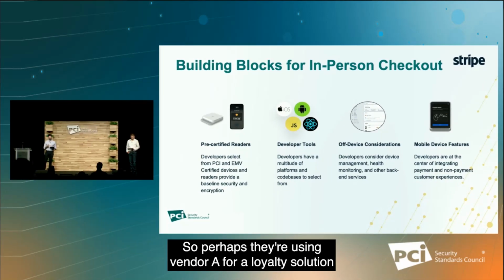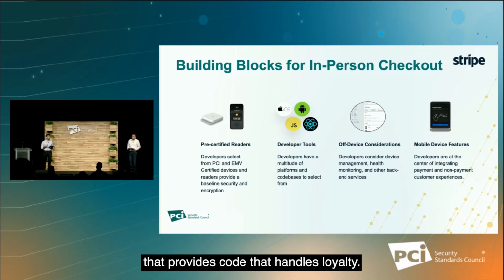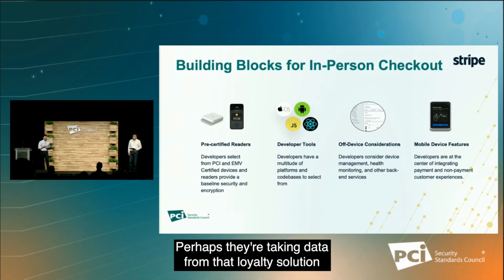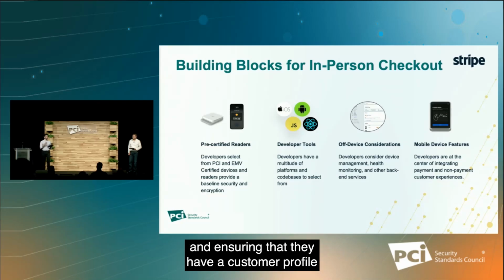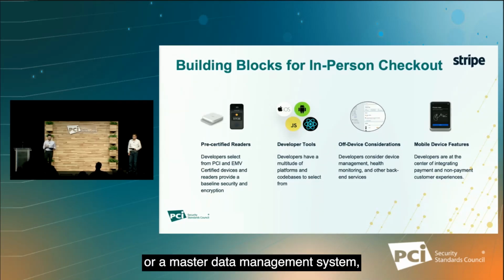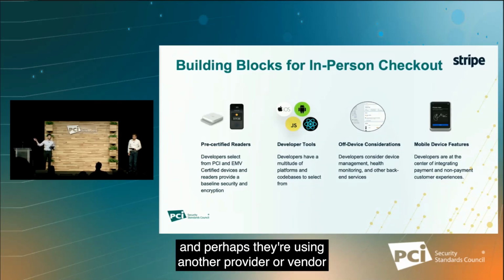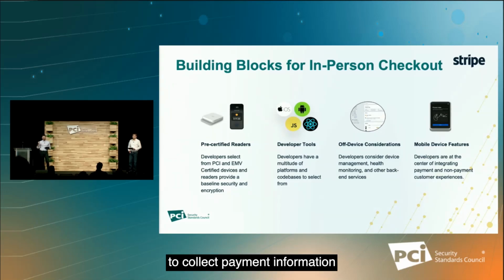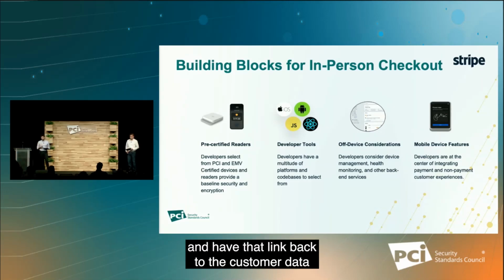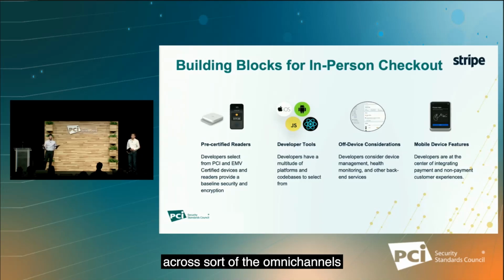So perhaps they're using vendor A for a loyalty solution that provides code that handles loyalty. Perhaps they're taking data from that loyalty solution and ensuring that they have a customer profile or a master data management system. And perhaps they're using another provider or vendor to collect payment information and have that link back to the customer data in order to drive a unified view of the customer across the omni channels in which they participate.